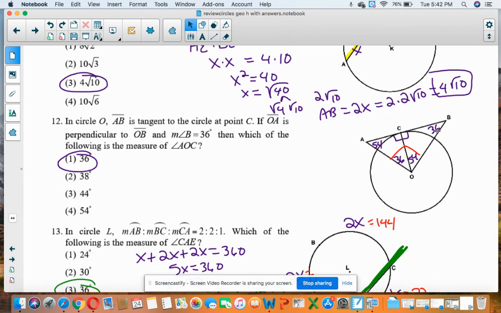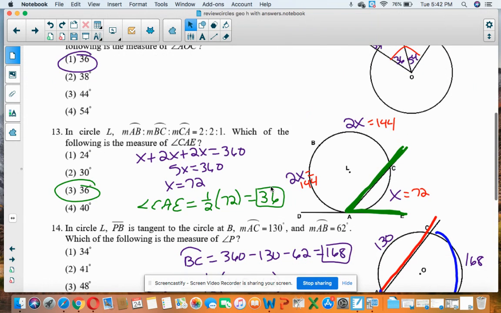So the first thing they told me was angle B was 36. This is 90, so all I did was subtract 180 minus 36 minus 90. That's how I got the 54 right here. And then once I know that angle A is 54, and this is a right angle, I can subtract these two from 180, and that's how I get this 36 right here. And that's what they're asking me to find, is this angle.